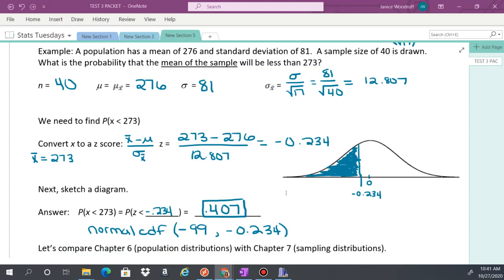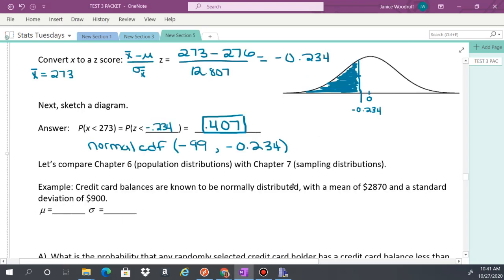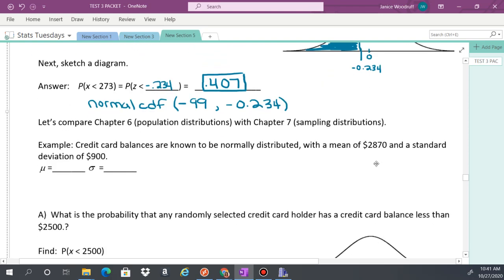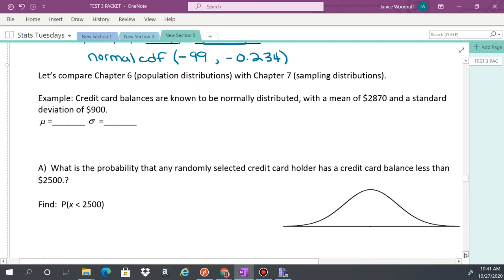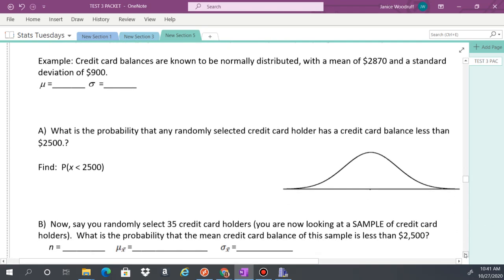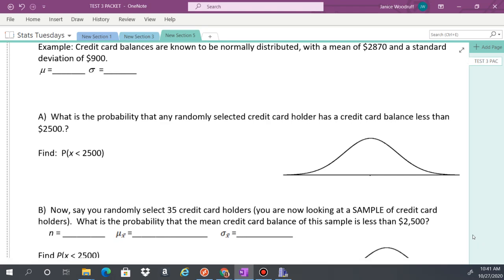Okay, so let's just take a look now comparing Chapter 6 and Chapter 7. So how to know when we're going to use which calculation. Okay, so our example is credit card balances are known to be normally distributed, with a mean of $2,870 and a standard deviation of $900.